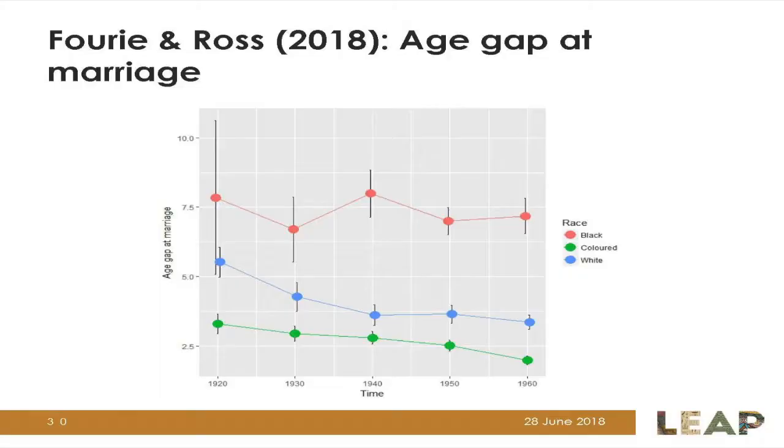So you'll see the age gap for black marriages is quite high, what you would expect, but then for colored and for white marriages, it's actually the opposite of what you would expect. So the idea with the age gap is that the more affluent you are, the more women typically are empowered in the household, they have more bargaining power, and the closer the age gap is.